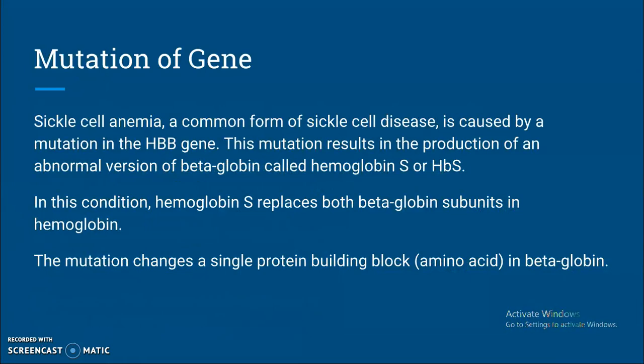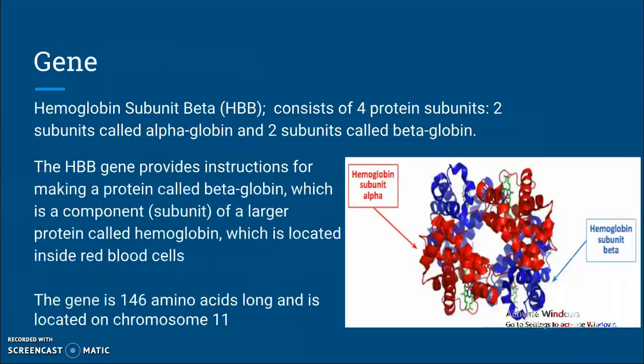So the actual mutation of the gene, sickle cell anemia is a common form of sickle cell disease, and it's caused by a mutation of the HBB gene. It results in the production of an abnormal version of beta globin called hemoglobin S, or sometimes it's called HBS. When this mutation happens, hemoglobin S replaces both beta globin units in hemoglobin. And the mutation changes a single protein building block, or just amino acid, in beta globin. So this subunit is the one that's mutated.